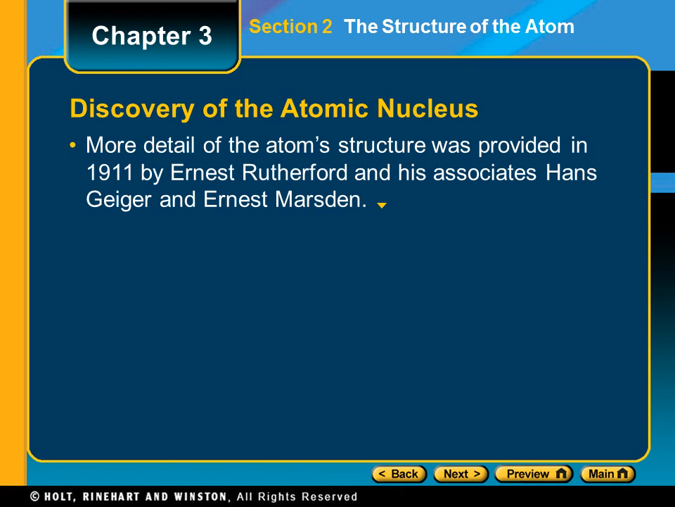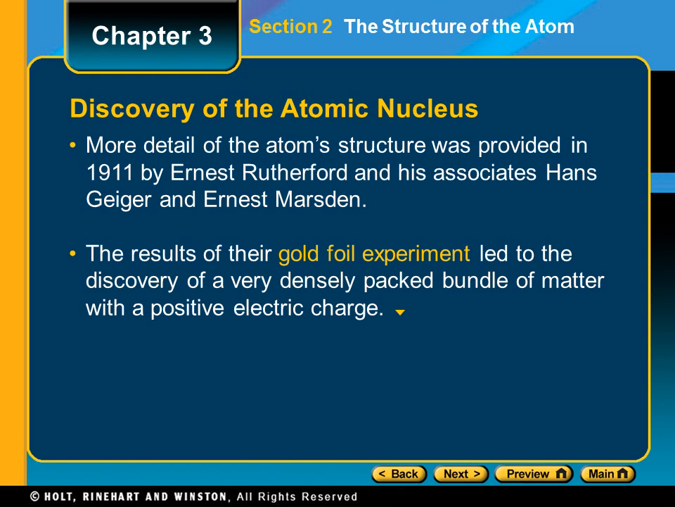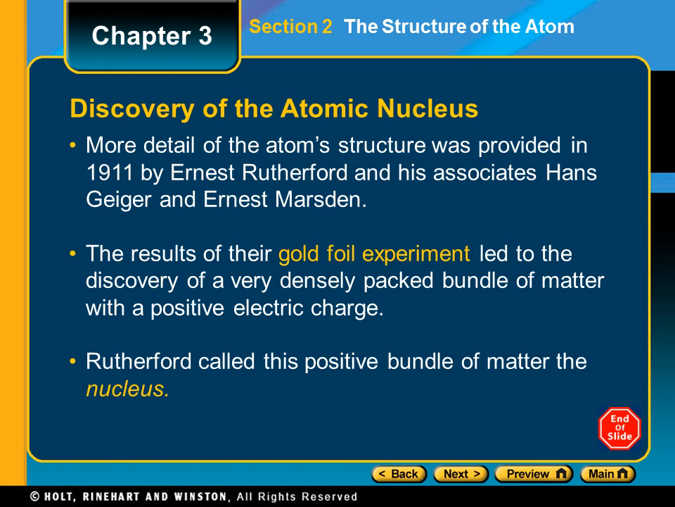Jumping ahead a little bit, early 1900s, 1911, the discovery of the atomic nucleus. This would have been Rutherford, Geiger, and Marsden, his associates. What they did was what's known now as the classic gold foil experiment, which helped them discover the fact that there were these densely packed bundles of matter that had positive electric charges. And Rutherford called these positive bundles nuclei, or the nucleus.